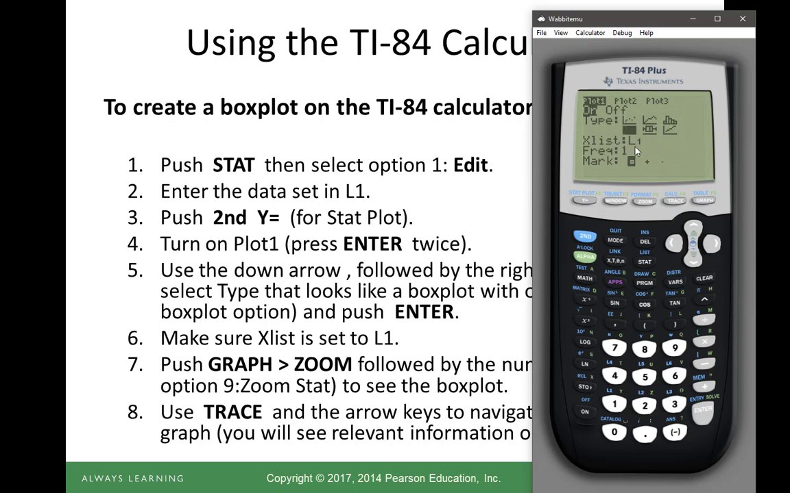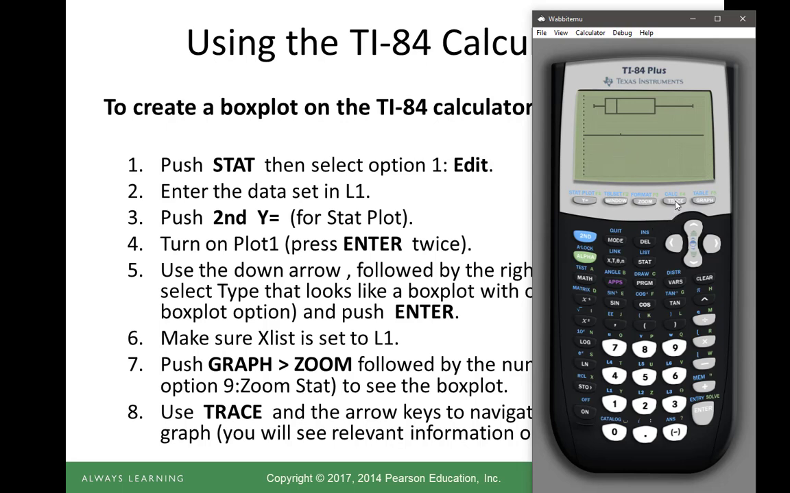Make sure my list is at L1, frequency is 1, and I'm going to use little squares. Then I click graph. There's my graph, and I'm going to hit zoom 9. And that's so I can see it all, and you can see it right here.